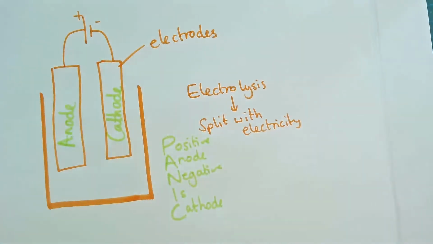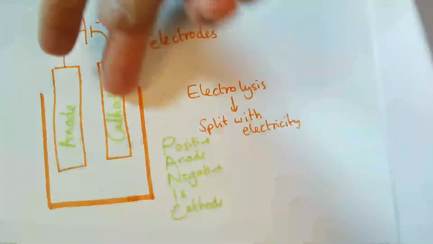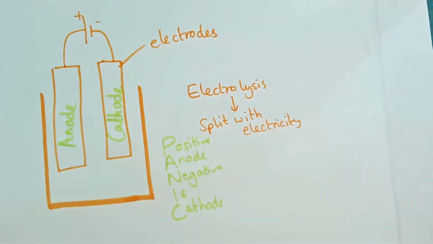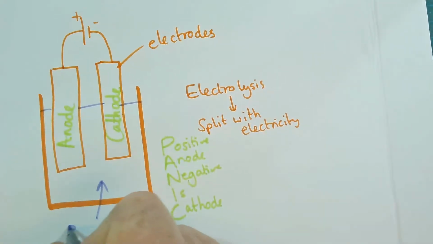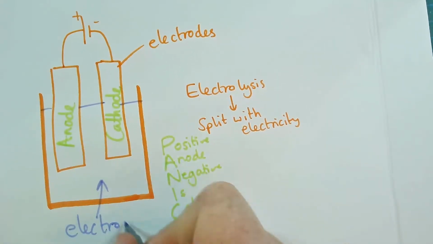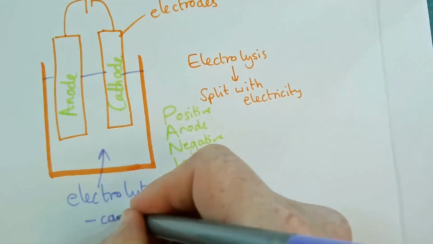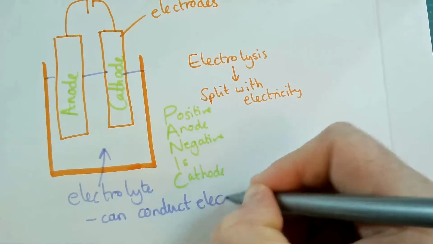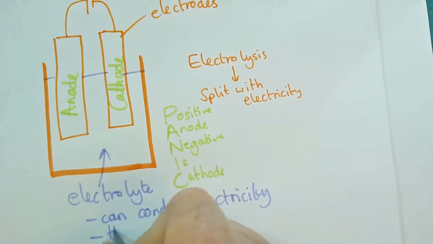Right? But if we remember from electricity, there needs to be a complete circuit. And at the moment, I've just got these two things stuck in here. There's a gap, there's nothing to conduct electricity. So we need to put something in between to conduct electricity. And that thing in between is the thing that you're going to split. We call that the electrolyte. Okay. And the electrolyte can conduct electricity. Okay. And it's the thing we are going to split.